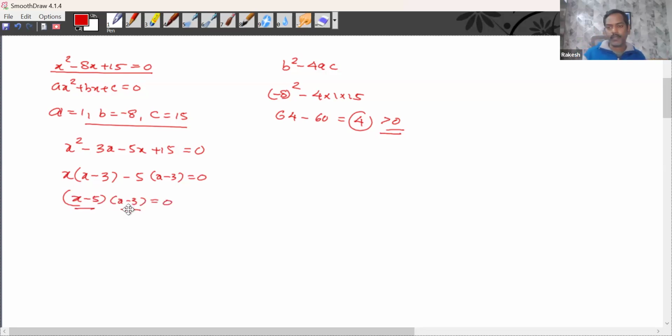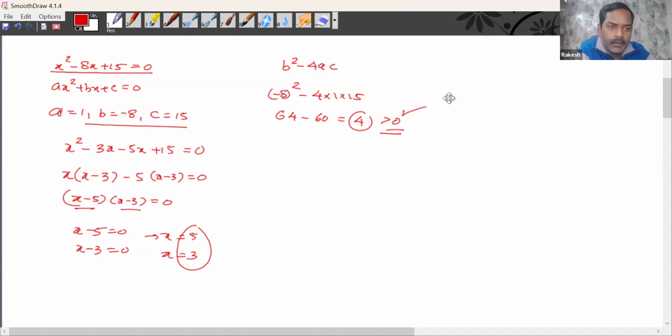Each one of them, if I equate it to 0, not substitute, but equate it to 0, I will be getting the corresponding roots. So here the values of roots are 5 and 3. These are the roots, right? Real roots. The test is also done.